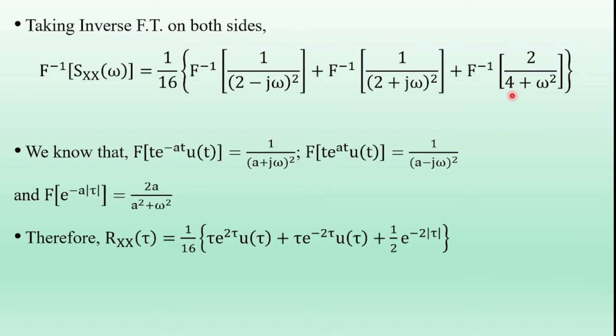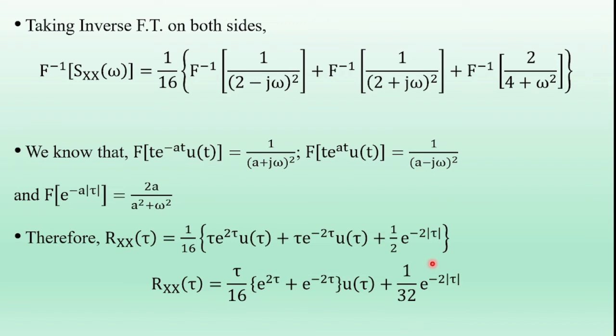now here a value is 2, so multiply numerator and denominator by 2: 1 by 2 into 2a by (2 square plus omega square). Now here a is 2, using this expression, 1 by 2 into e power minus 2 mod tau. Now in this term, tau is common, so take the common tau by 16 into (e power 2 tau plus e power minus 2 tau) into u of tau, plus 1 by 16 into 1 by 2, that is 1 by 32 into e power minus 2 mod tau.